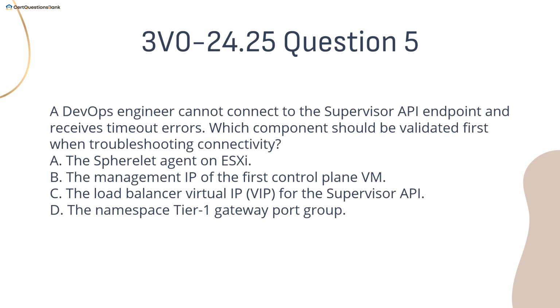A DevOps engineer cannot connect to the Supervisor API endpoint and receives timeout errors. Which component should be validated first when troubleshooting connectivity? A. The Spherelet agent on SSH. B. The management IP of the first control plane VM. C. The load balancer virtual IP, VIP, for the supervisor API. D. The namespace Tier 1 gateway port group.